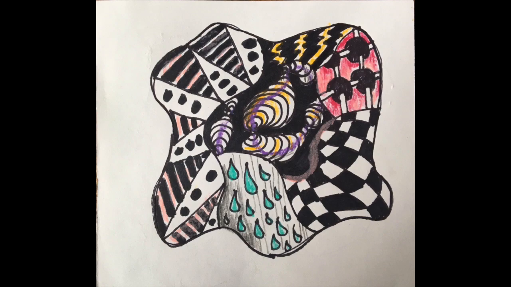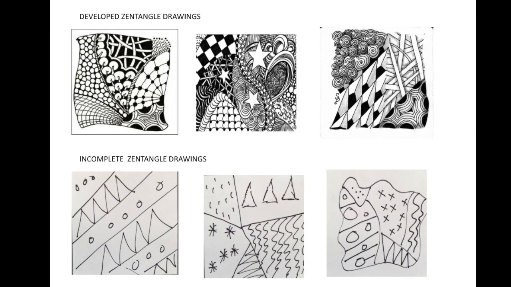Or sometimes people like to work with color as they're working. So I really like this slide. This kind of shows the difference between a developed and an incomplete Zentangle, right?